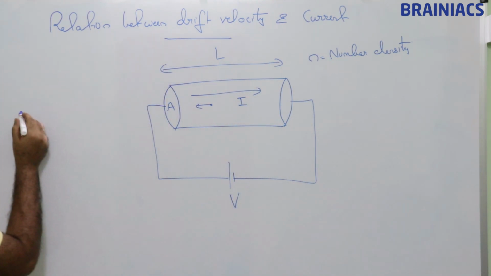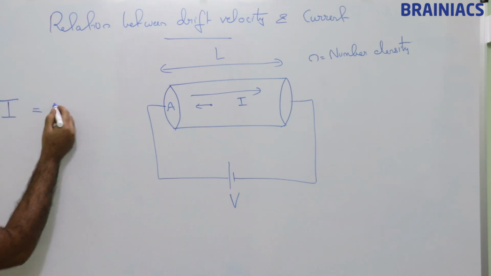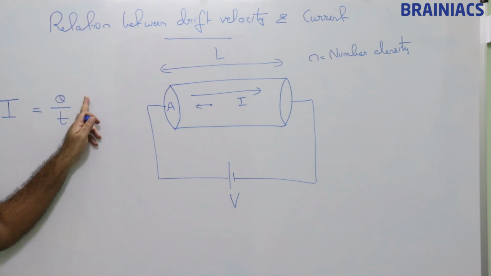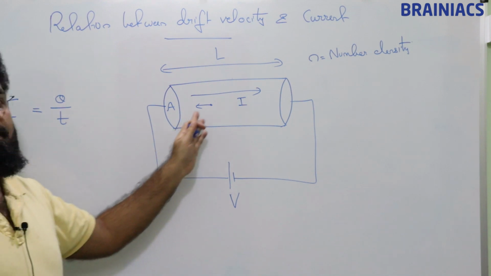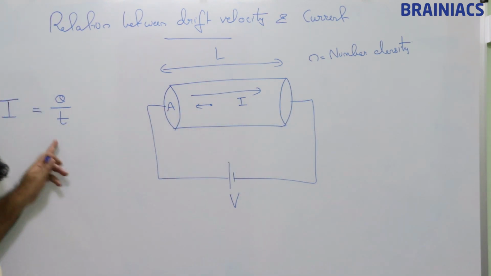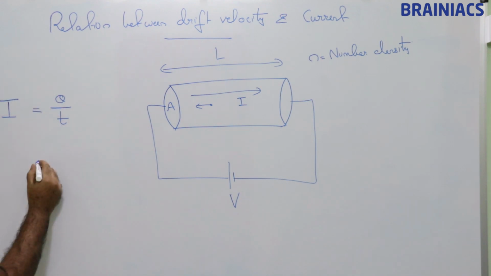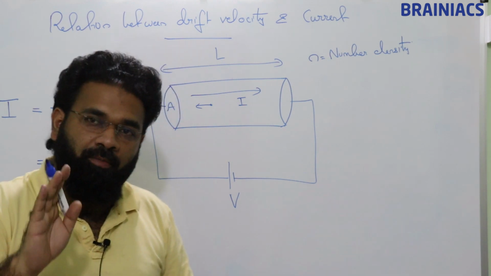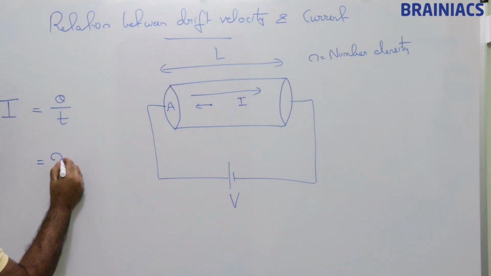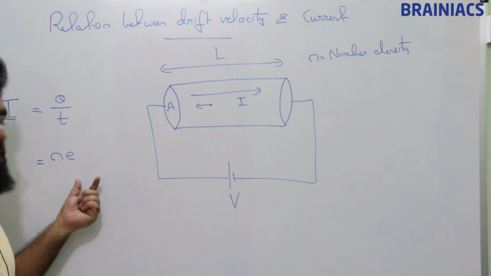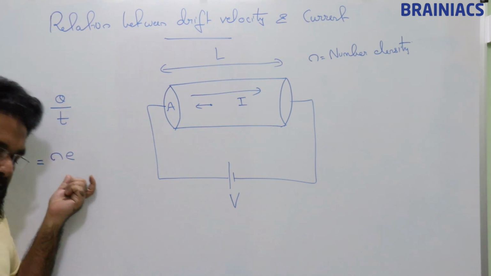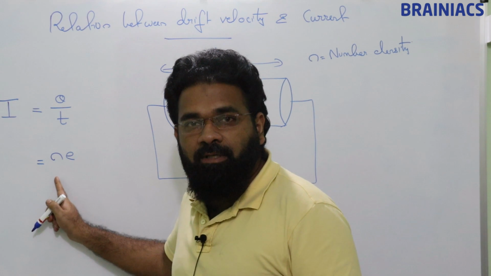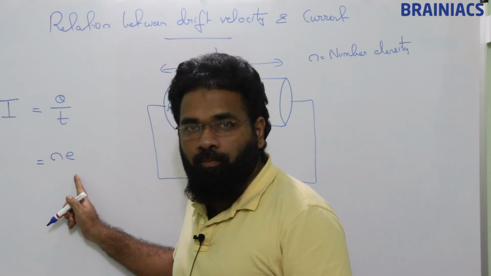Now, let us start with the current. I is equal to Q by t, charge by time. Why did I write Q by t? Because we are going to have constant charge flow through this conductor. So Q by t. What is this Q? The number of electrons per unit volume is n. So n into e gives us the charge per unit volume.